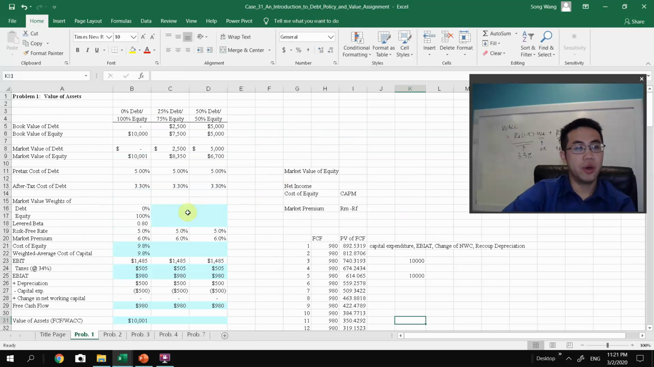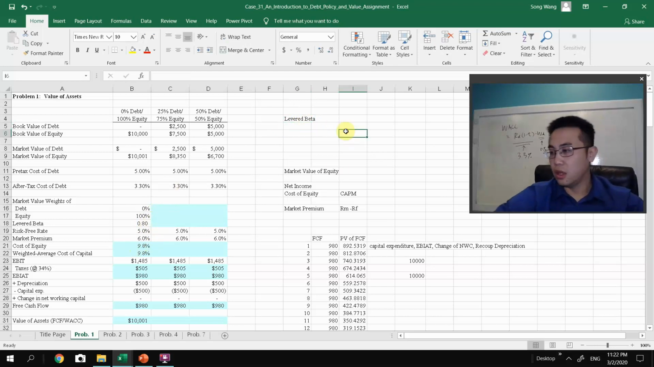Okay, so now things are getting more complicated since you have the debt getting involved. Once you get debt involved, something is going to change. First is your beta is changed to a levered beta. And the levered beta would make a difference in terms of estimating the cost of equity.